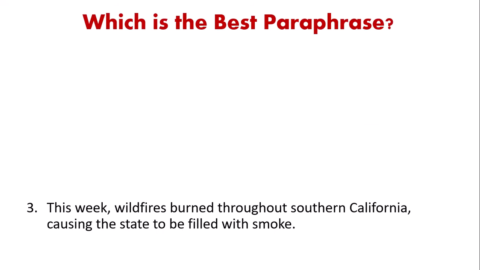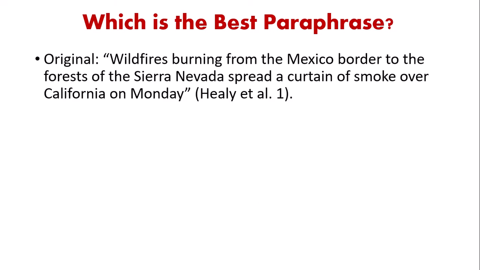Which is the best paraphrase? So here's the original text. This is from a story from this weekend. There were some wildfires in California. So the original says, wildfires burning from the Mexico border to the forest of Sierra Nevada spread a curtain of smoke over California on Monday. I picked this because I think this phrase is interesting, a curtain of smoke. So how can we reword this?